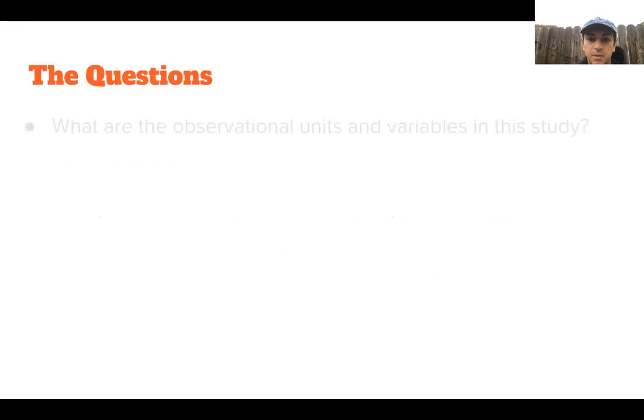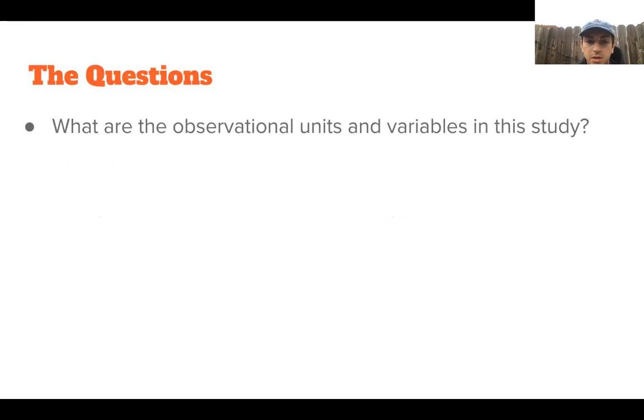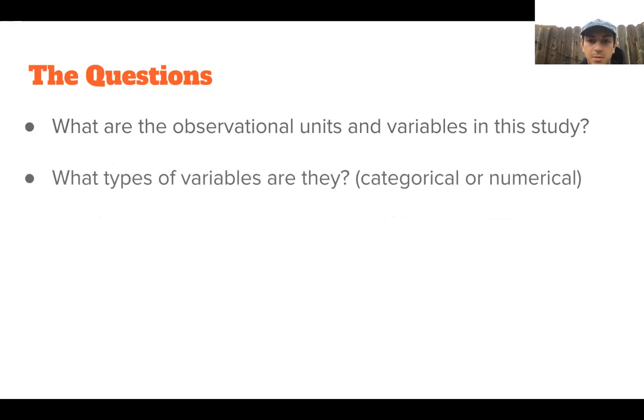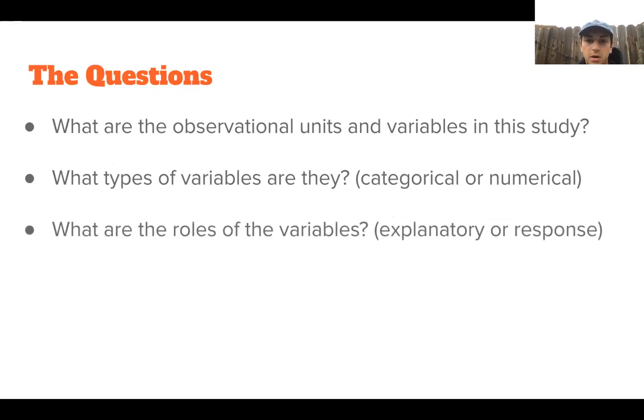The first question being, what are the observational units and variables in a study? The second question is going to be, what types of variables are they, categorical or numerical? As well as, what are the roles of the variables being in the study? What is the explanatory variable and what is the response variable? Throughout the presentation, we'll be discussing the importance of these 3 questions and hopefully learn a little more about why they're so important.